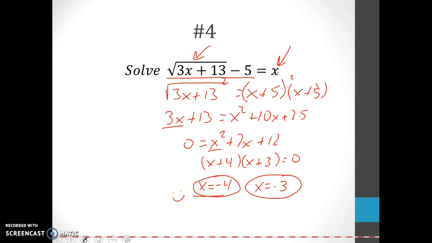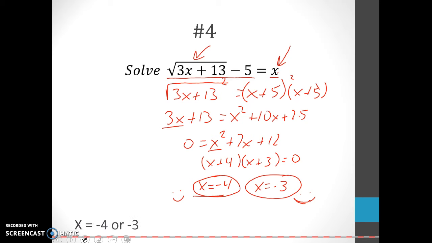Let's try negative 3. I want it to be equal to negative 3 this time. 3 times negative 3 is negative 9. Negative 9 plus 13 is 4. The square root of 4 is 2. And 2 minus 5 is negative 3. So this one, they both work. And it's possible that they can both work. It's possible that only one works. It's possible that both of them would be extraneous. So you really need to check both of them when you solve these equations.